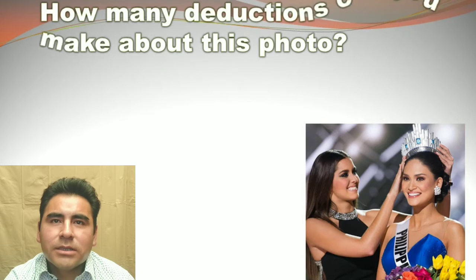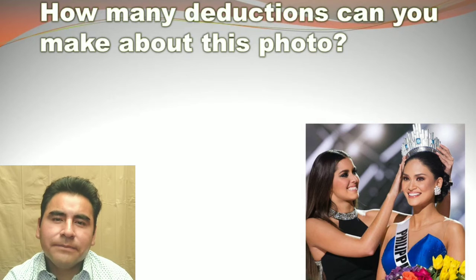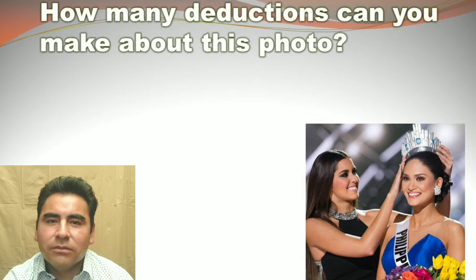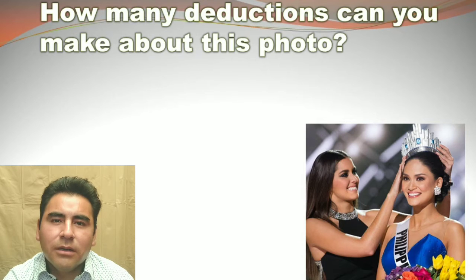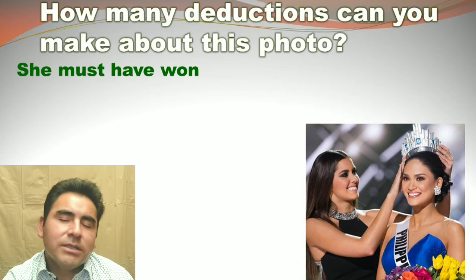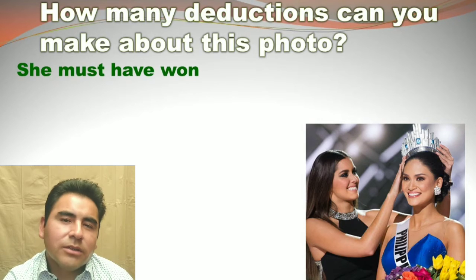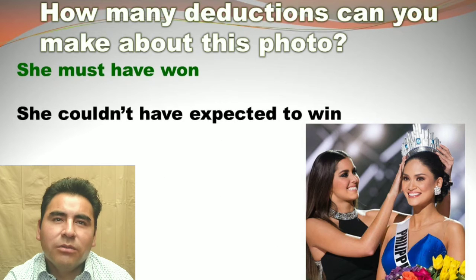Okay, look at this example. Over here we have a picture of a beauty contest. In Bolivia we have the misses, right? We have different kinds of beauty contests, and the new star as well. But over here we have: she must have won. That's why another lady is putting a crown on her, because she is the winner.